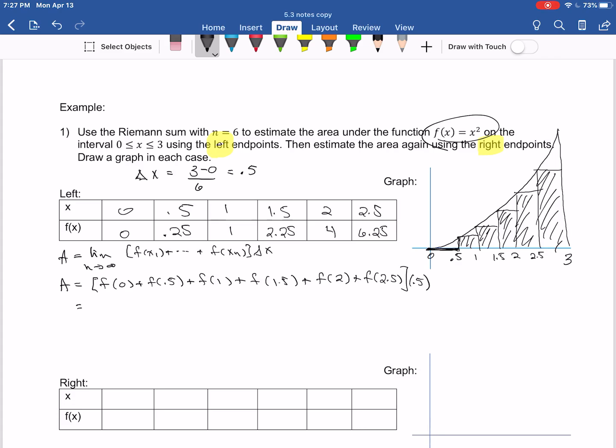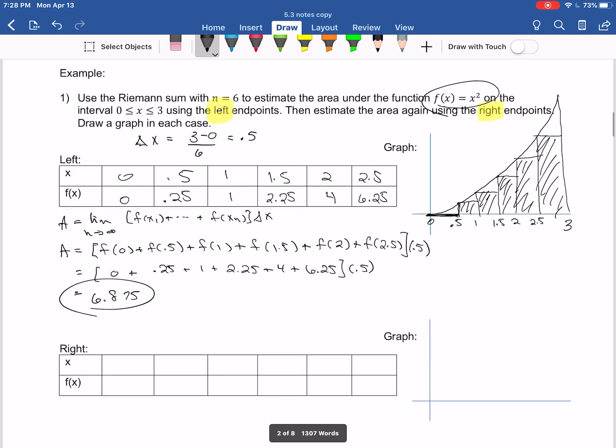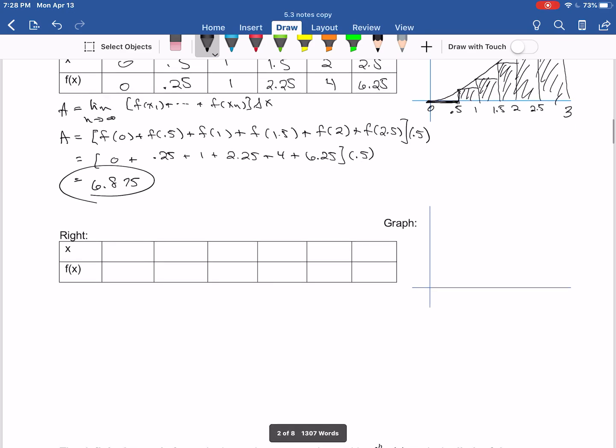So you just plug in each of those f values. I'll go ahead and write it out for you this time. 0 plus 0.25 plus 1 plus 2.25 plus 4 plus 6.25. You can see it's a pretty time-consuming process here. It's not complicated. It just takes a little while, and there are a lot of places to make a mistake. So just take your time on this so that you don't make any arithmetic mistakes. So that would be your approximate answer for the area under the curve from 0 to 3 of the function f of x equals x squared, using left endpoints to construct your rectangles.